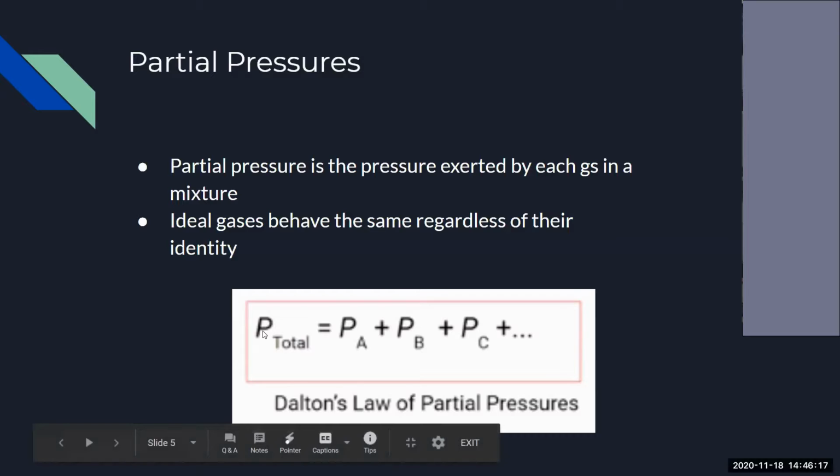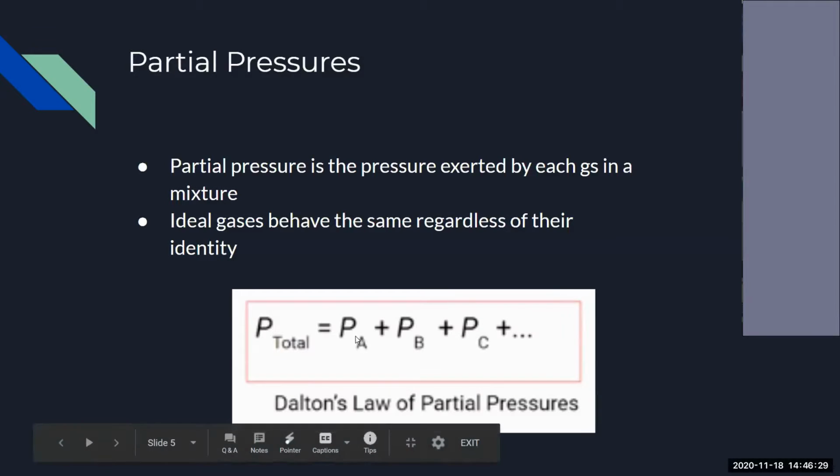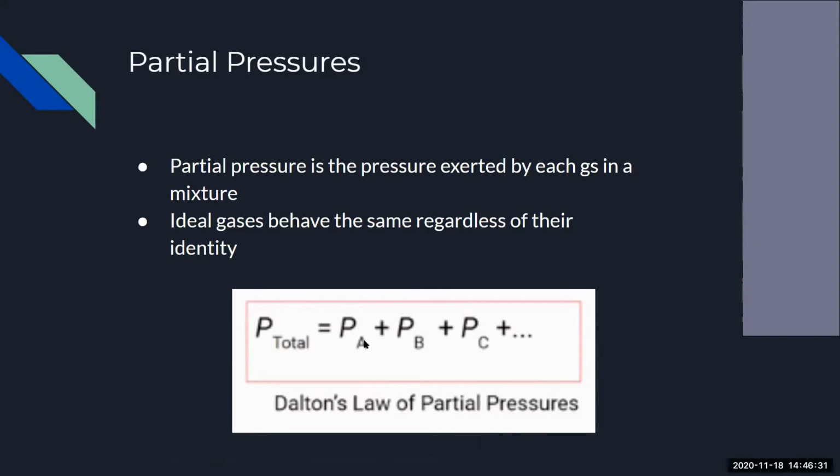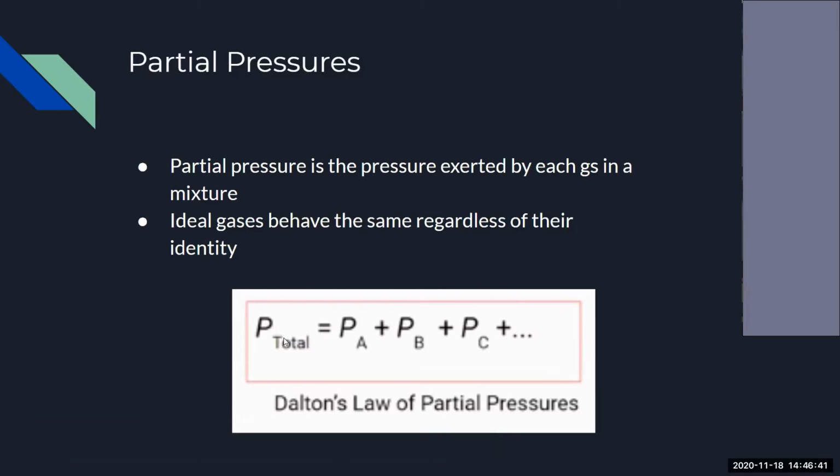And what we would do to get the total pressure is we would add up all the partial pressures. So say I had my oxygen, nitrogen, helium, hydrogen, or whatever I said. This would be the pressure of oxygen, the pressure of helium, the pressure of nitrogen, the pressure of hydrogen. We would add them all up together, and then we would get our total pressure.